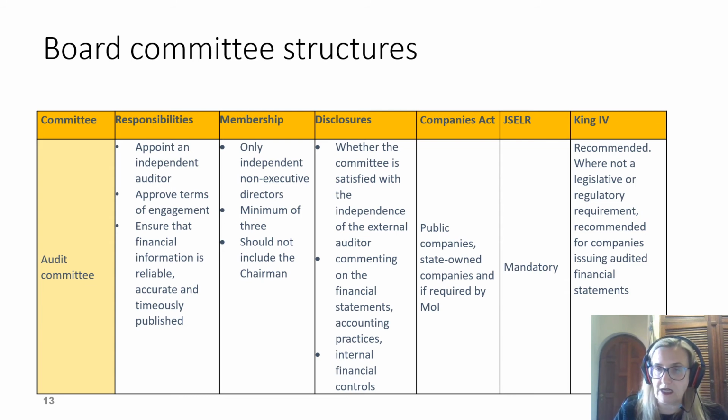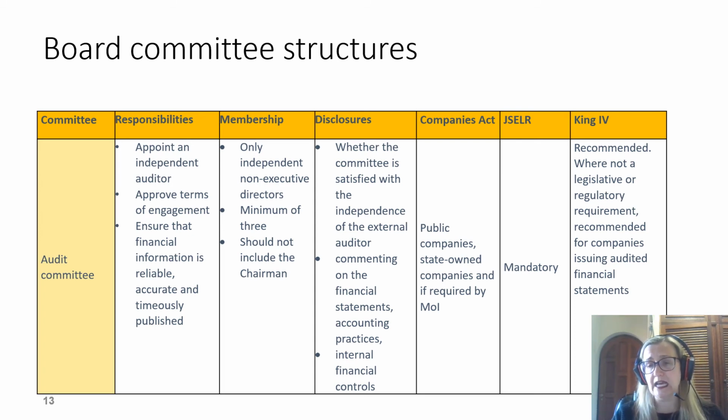Audit committees are mandated by the Companies Act for public companies and state-owned companies, and obviously are mandatory for companies listed on the JSE. The membership is dictated by the Companies Act. You can only have independent non-executive directors on this committee, and you must have a minimum of 3.